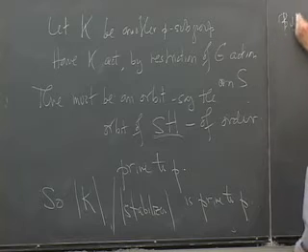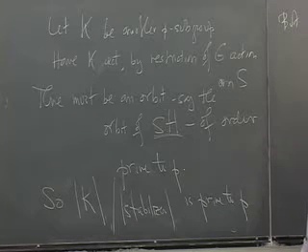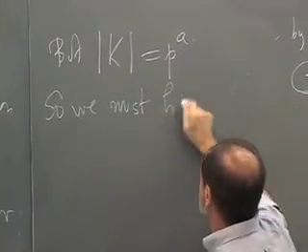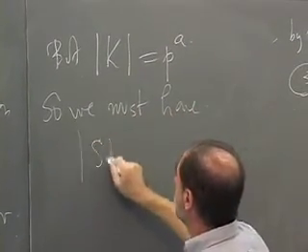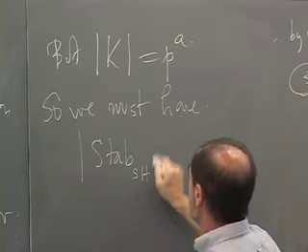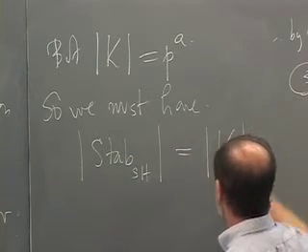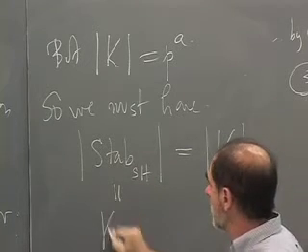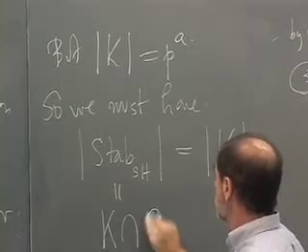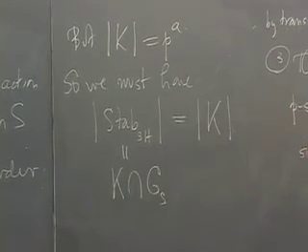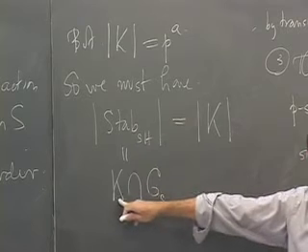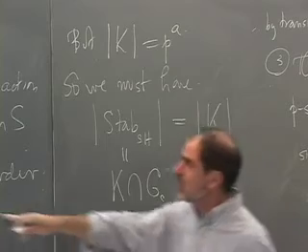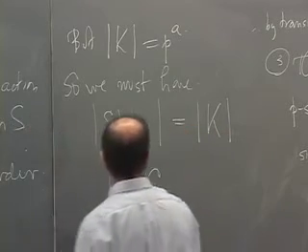But the order of K is p to the a. So we must have the order of the stabilizer of that orbit equal to the order of K. What is the stabilizer of this orbit in K? That's just the group K intersect G sub S. It's the elements in the stabilizer in G which lie in K. Correct? G sub S we saw was the conjugate of H.